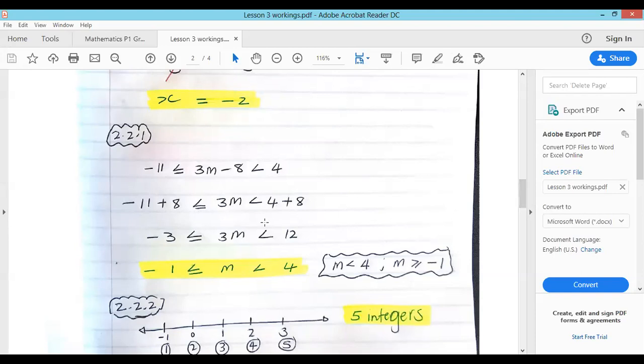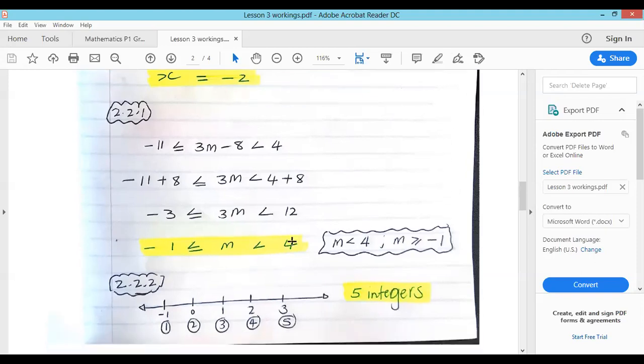Does it make sense? But remember, guys, the question said to you, solve for m. Okay, negative 11 plus 8, you must always take the sign of the bigger number, then subtract. So the sign of the bigger number is 11, and it's a minus. Then you subtract 8 from 11, you get 3. Then you've got negative 3 less than or equals to 3m. Then 4 plus 8, we know that it is 12.